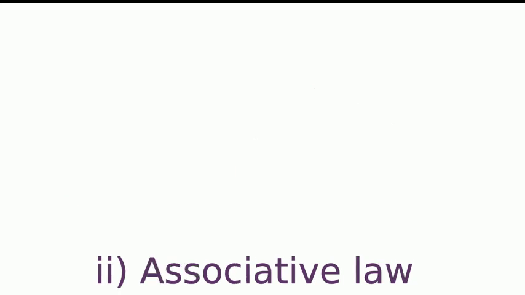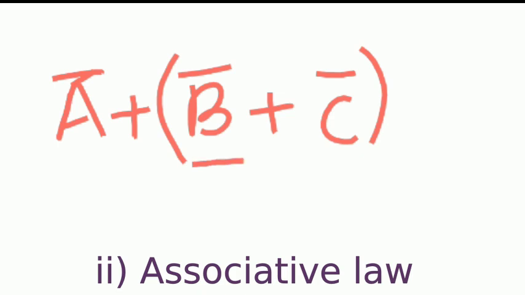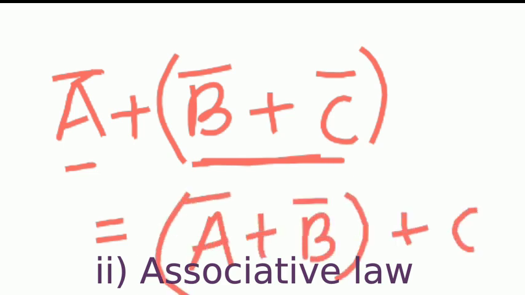Then there is another law, the associative law. Suppose there are three vectors A bar, B bar, and C bar. If we have to add them, we can add them in any sequence. Suppose this is in brackets. This means we are adding B and C first, and then adding that to A bar. This is exactly equal to adding A bar plus B bar first, and then adding C bar to this. So this is called the associative law.